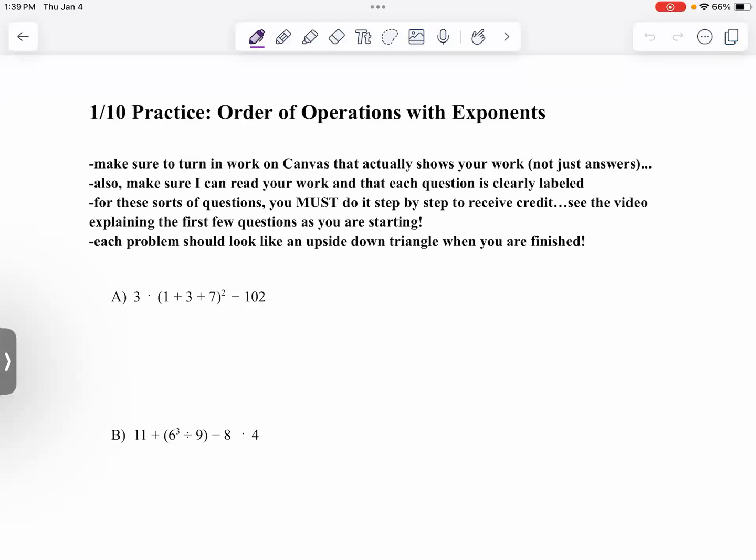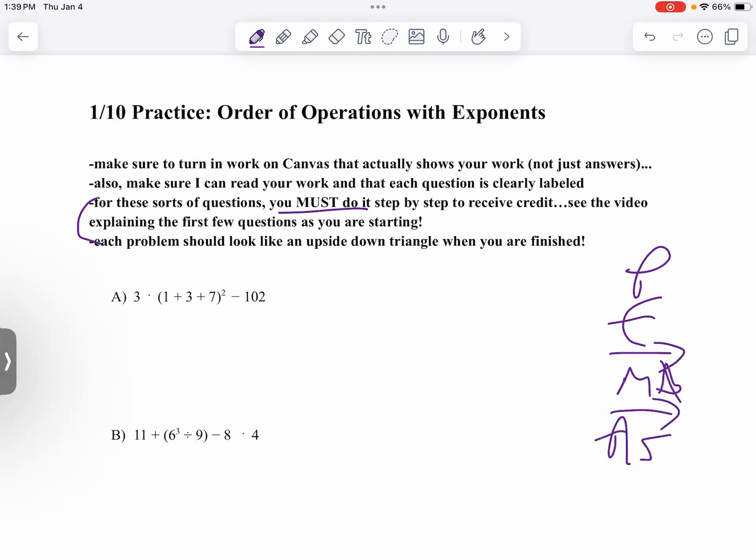All right, so we're on the 110 practice. So again, notice with the order of operations, you've got to have the step-by-step here, okay? With order of operations, we're looking at parentheses, exponents, multiply, divide, left to right. It's a D. And then add and subtract left to right.